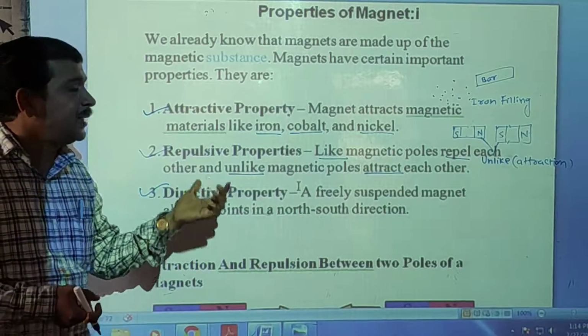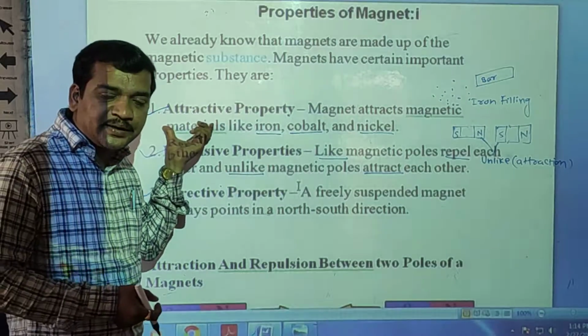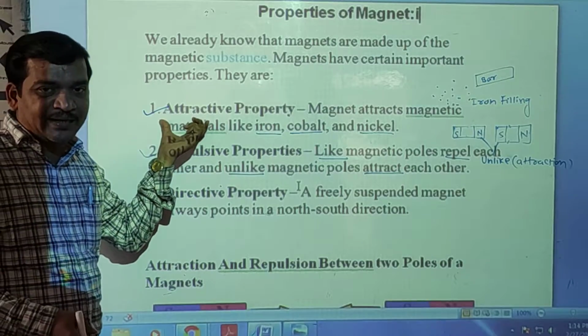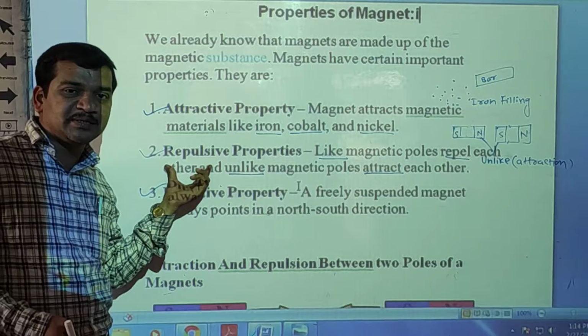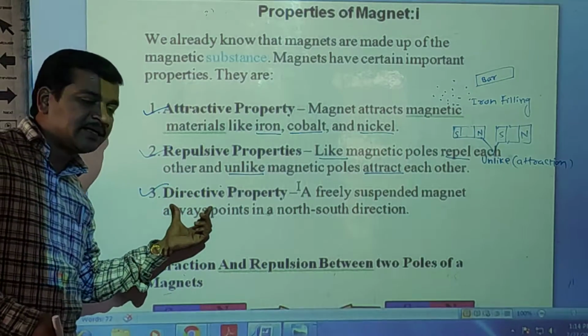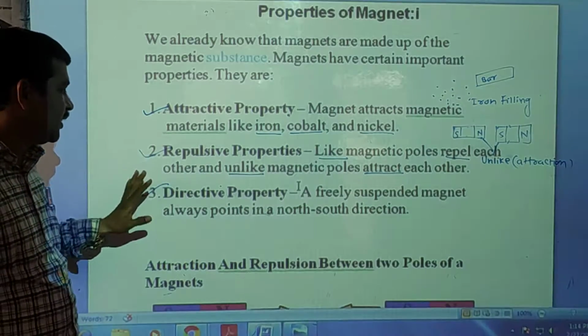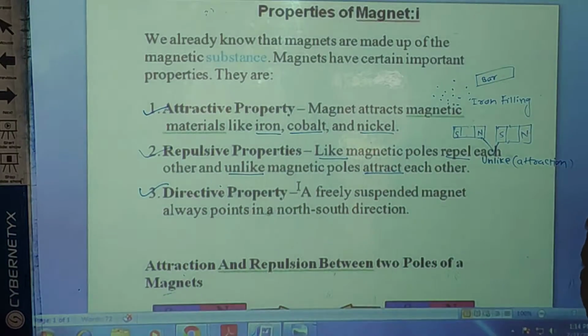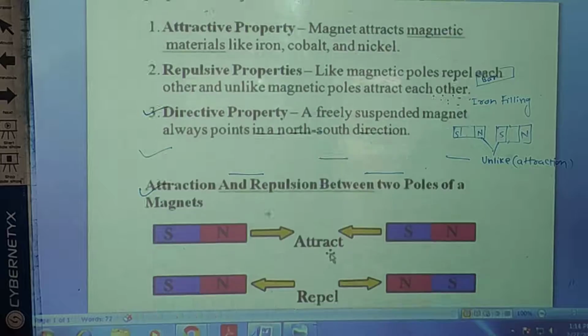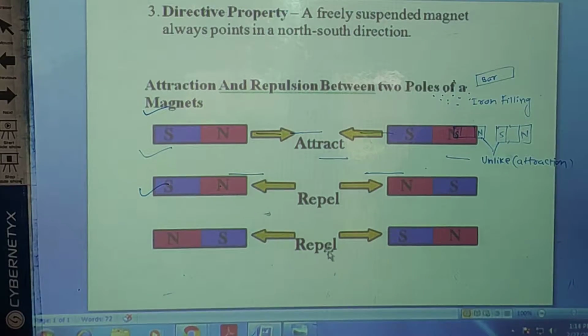Now see students, we have learned three properties. First property is called the attractive property: a magnet can attract magnetic materials. Second, the repulsive property, and then the directive property. Now we go to the next part, that is force of attraction and repulsion.